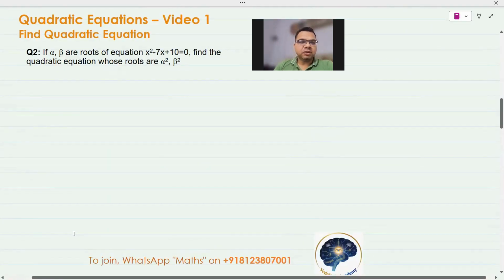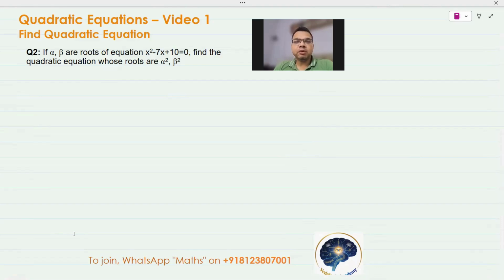Okay. So it says, if alpha, so whenever you see a question, whenever you are starting a question, what you have to do is you have to understand what the question is saying and what we have to find out there. Okay, so let's read the question. If alpha and beta are the roots of the equation x square minus 7x plus 10, find the quadratic equation whose roots are alpha square and beta square.